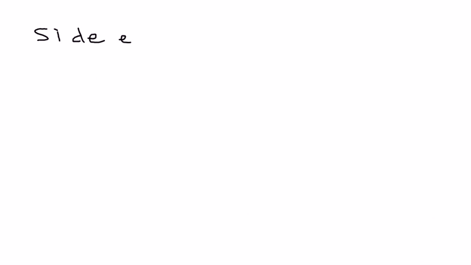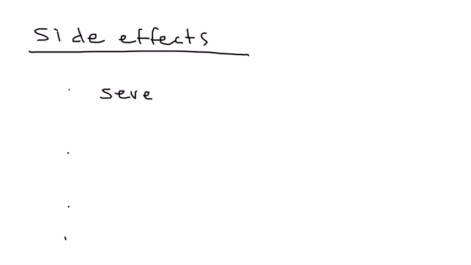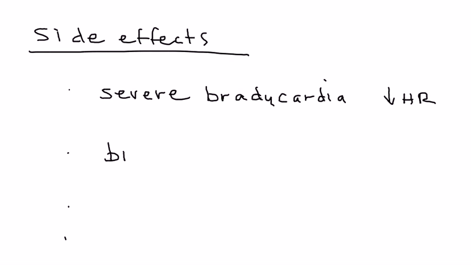Now I want to talk a little bit about some side effects that can happen. There's three or four that are really common in terms of testing and in real life. The first one is severe bradycardia. Simply that means that the heart rate is just too low, and that's a direct effect of the medication because that's what propranolol does. The next one we talked about a little bit already is bronchoconstriction or bronchospasm.